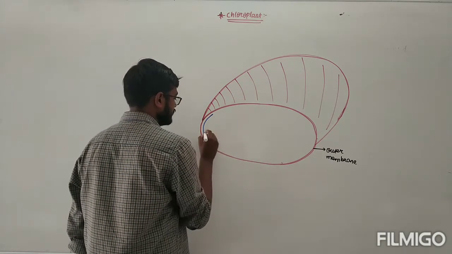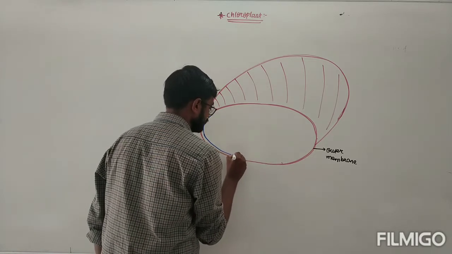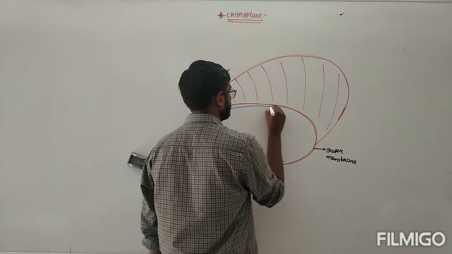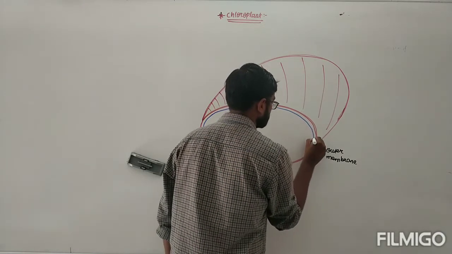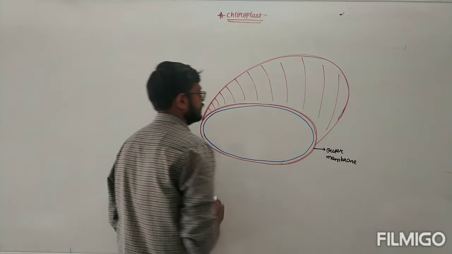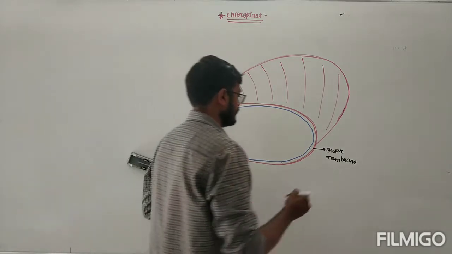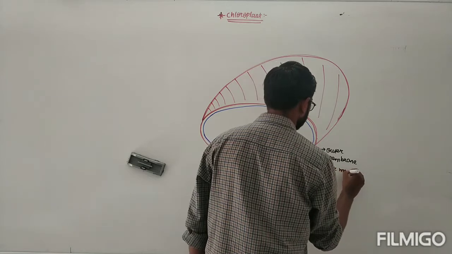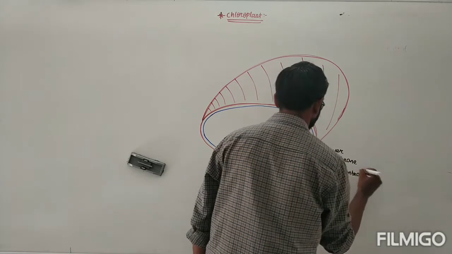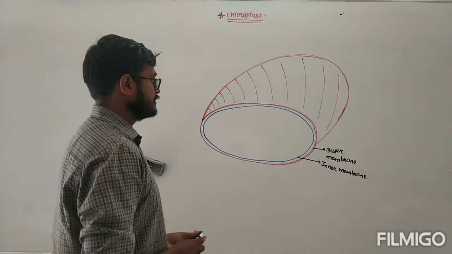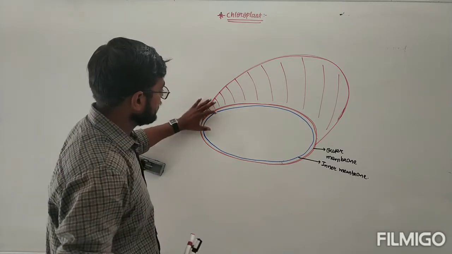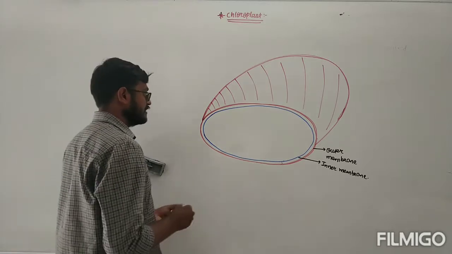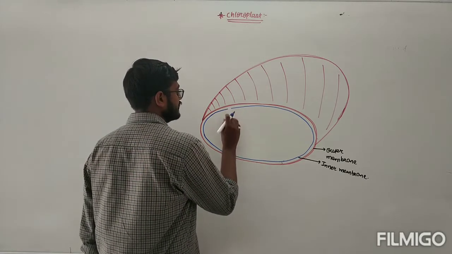So let's see it here. This is the portion of the inner membrane. So one of them is the outer membrane, and the other is the inner membrane. Now, as you have seen in mitochondria, the inner membrane had several foldings. These also have several foldings, but here the foldings are in a different structure.